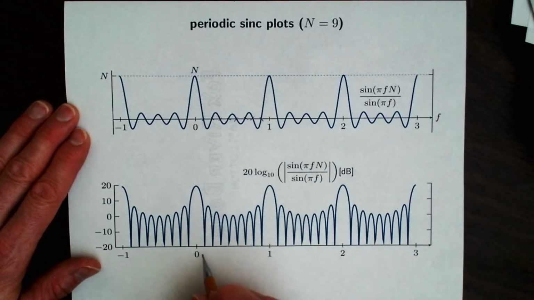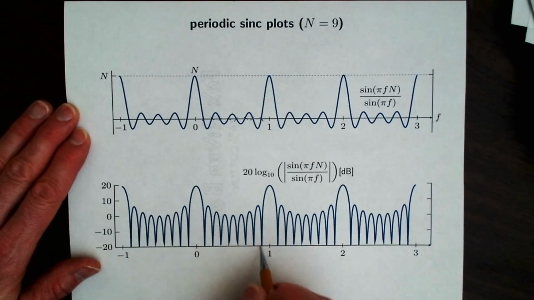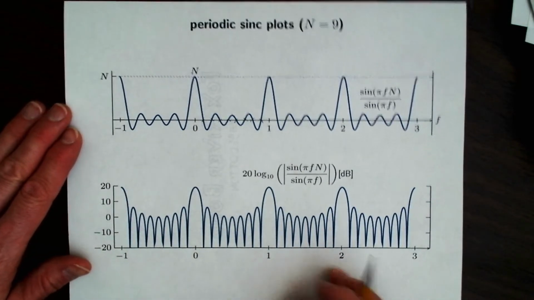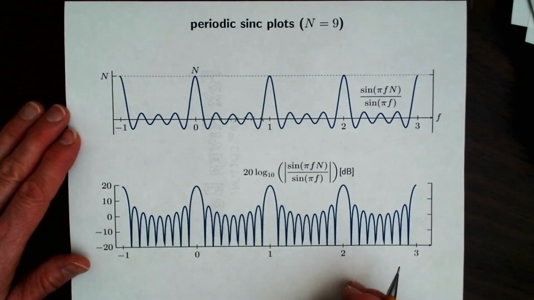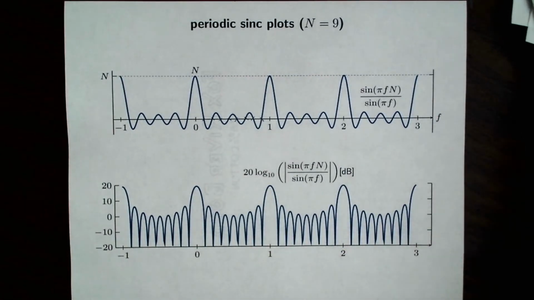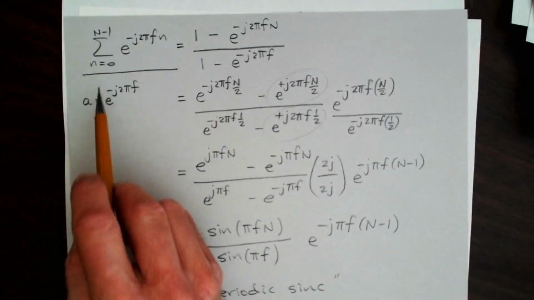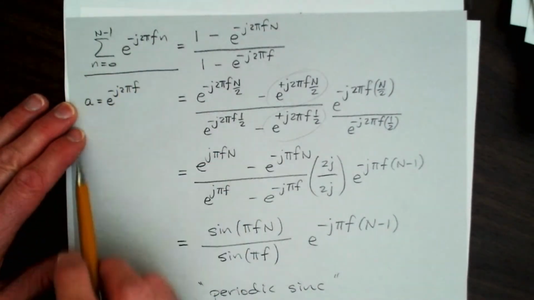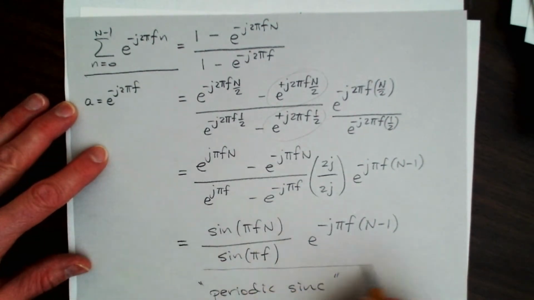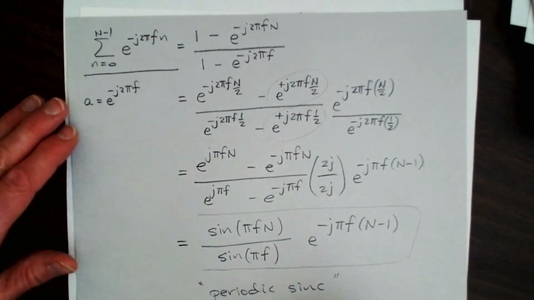And so you can see that in any period there are 1, 2, 3, 4, 5, 6, 7, 8 nulls, n minus 1 nulls in any period. So this is a periodic sinc function. It appears a lot in digital signal processing, so we'll encounter this again. The important thing is to be able to begin with a summation of a complex exponential function and write it down in final form as a periodic sinc function.